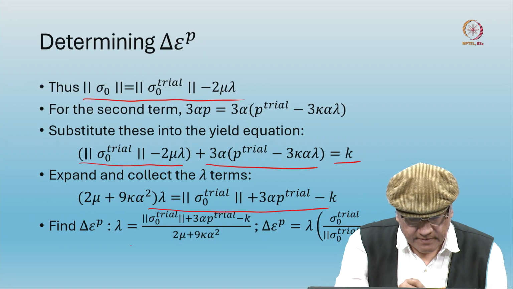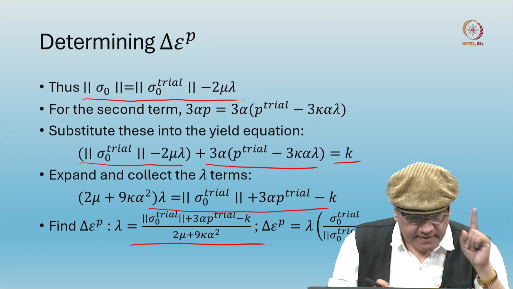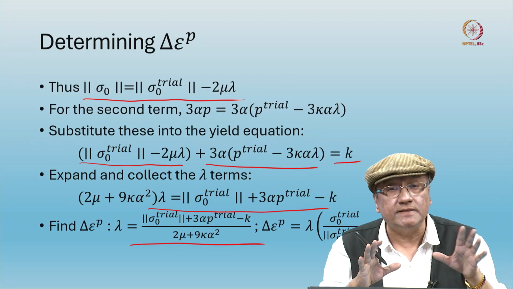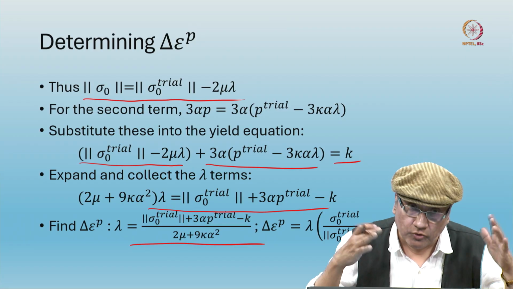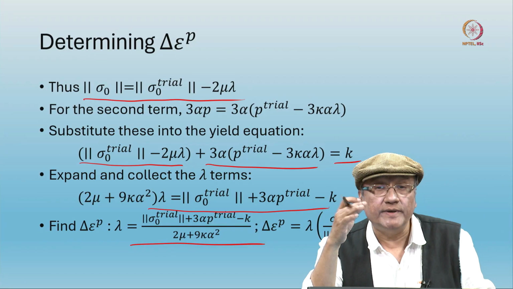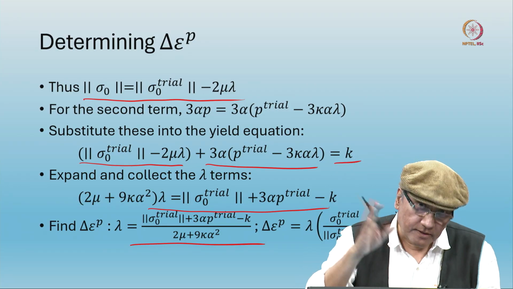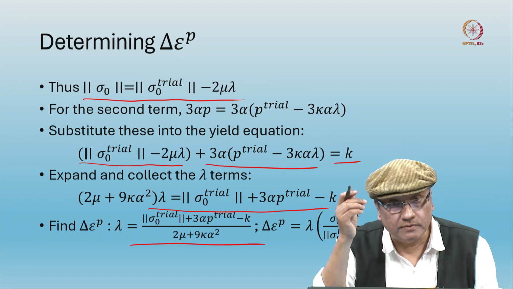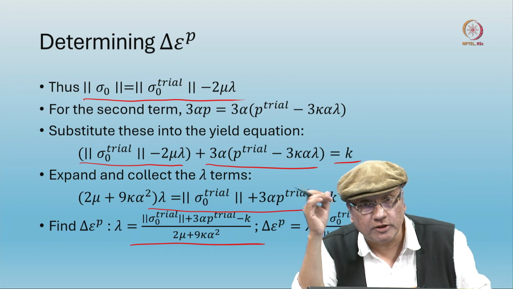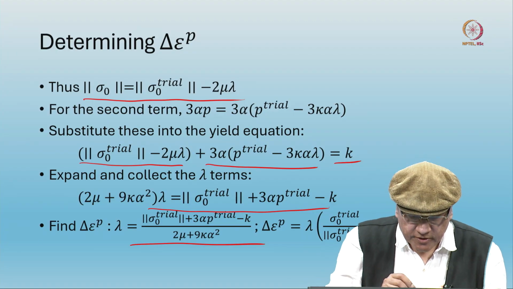This is just a rearrangement. Find lambda. Once you have found lambda, it has been found purely in terms of sigma 0 trial, because you assumed the trial stress, assuming a purely elastic step, as in our earlier cases, and p trial, again assuming a purely elastic pressure. K is a material constant, alpha is a material constant, and all that.